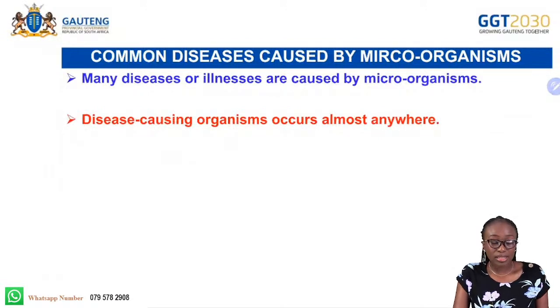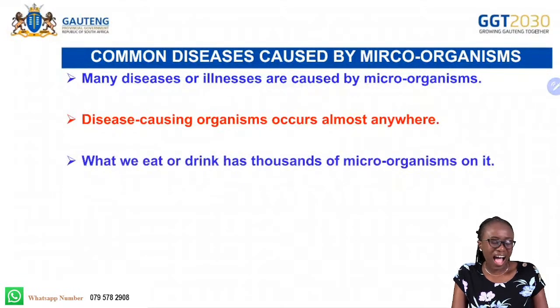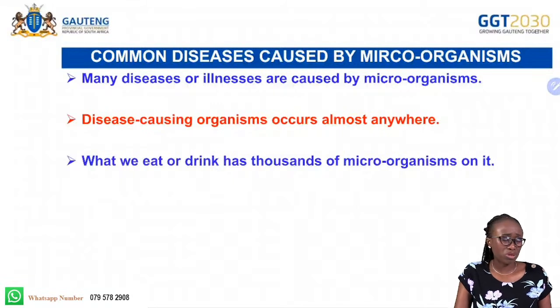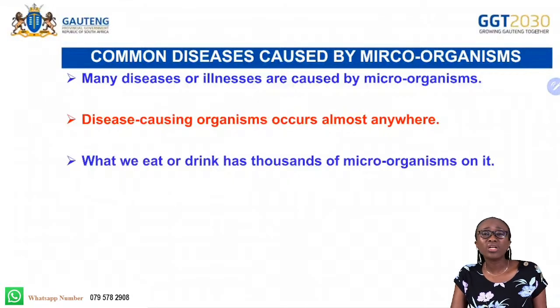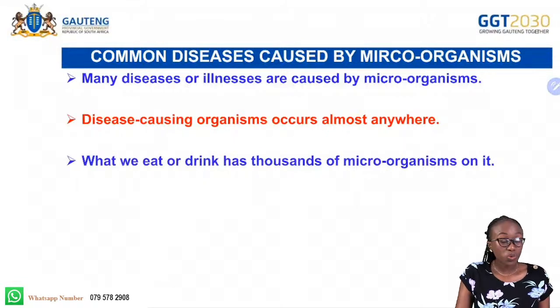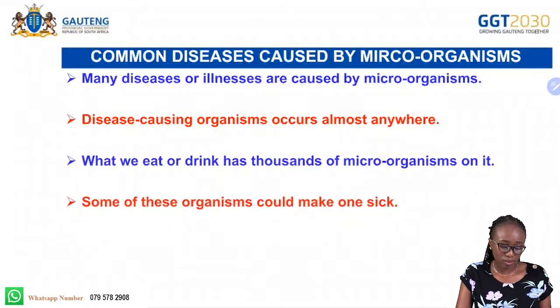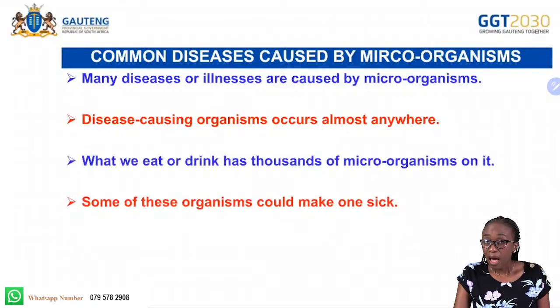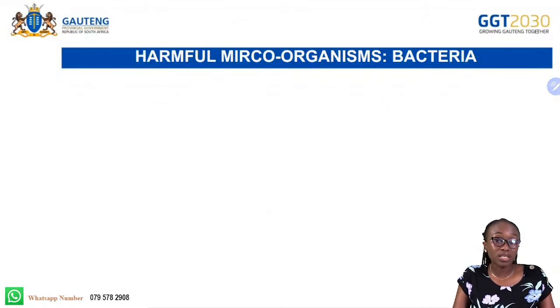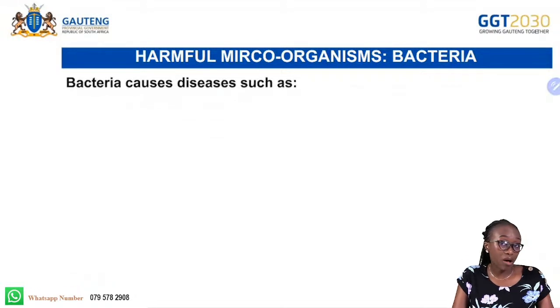Now, disease-causing microorganisms are almost everywhere. They could be on your table, on the doorknob, on the window handle. They are almost everywhere. Now, what we eat and drink can have thousands of microorganisms on it, and some of them might make you sick. Now, let's talk about bacteria. So, the type of bacteria that are harmful. Not all bacteria are harmful, but let's talk about the harmful bacteria.